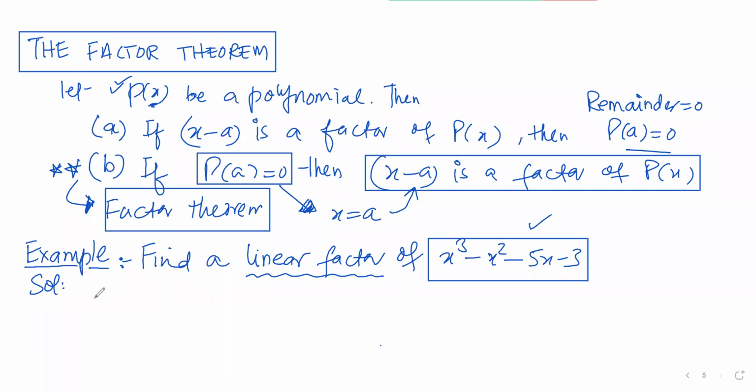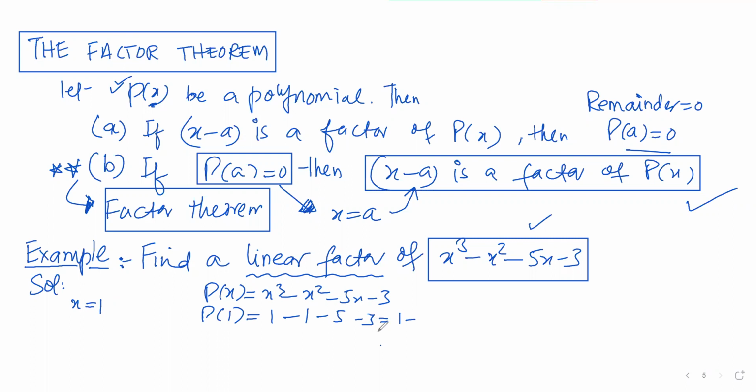The hit and trial method is to try numbers. First we label this as p(x). p(x) is x cube minus x square minus 5x minus 3. We'll try to find a number for which the answer is 0. So let us try x equals 1. p(1) is coming as 1 minus 1 minus 5 minus 3. This is 1 minus 9, equal to minus 8, which is not 0, so reject x equals 1.